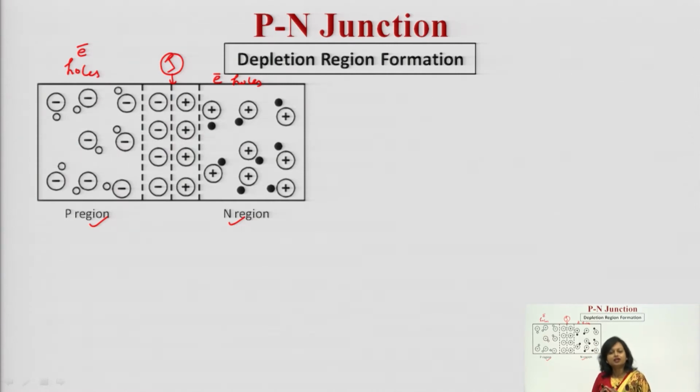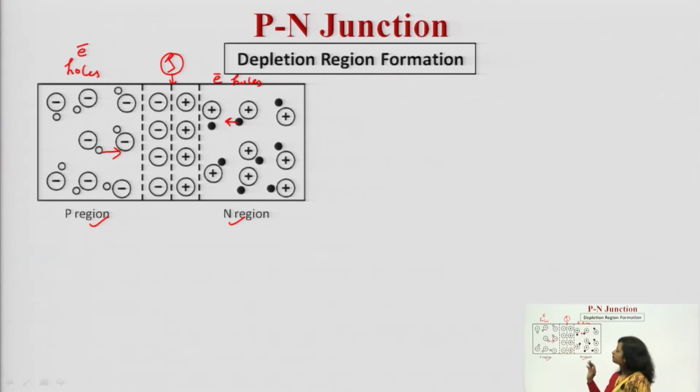There will be a diffusion of electrons and holes across this particular junction. It means holes, which are in the majority in the p-type region, will move towards the n region, and electrons, which are in the majority in n, will move towards the p region, and they will recombine. Holes moving from p to n will recombine with the electrons, and electrons moving from n to p will recombine with the holes.